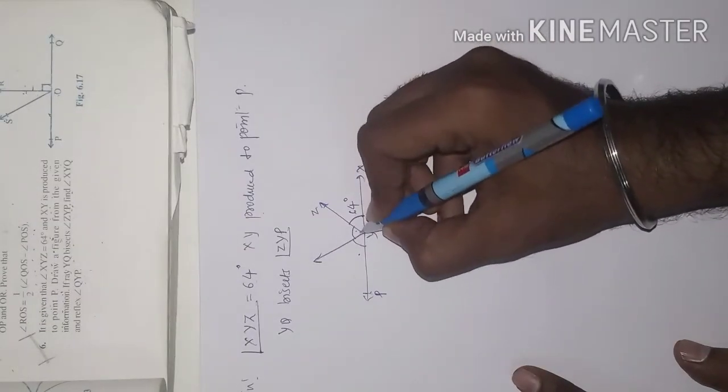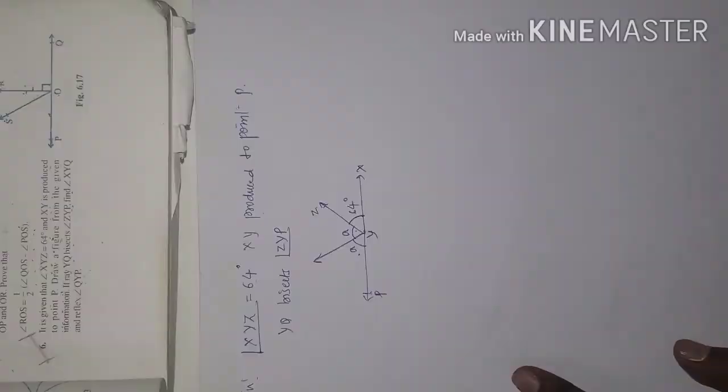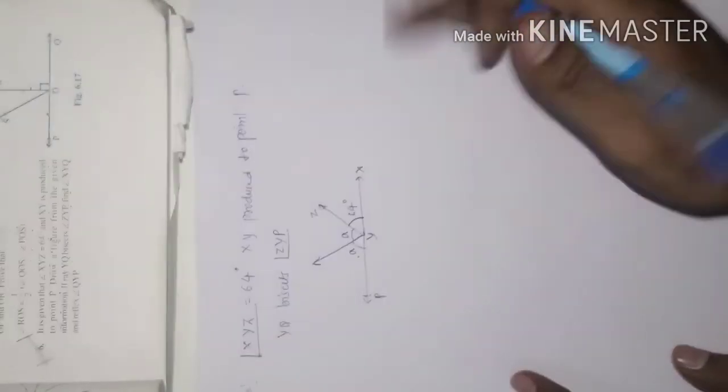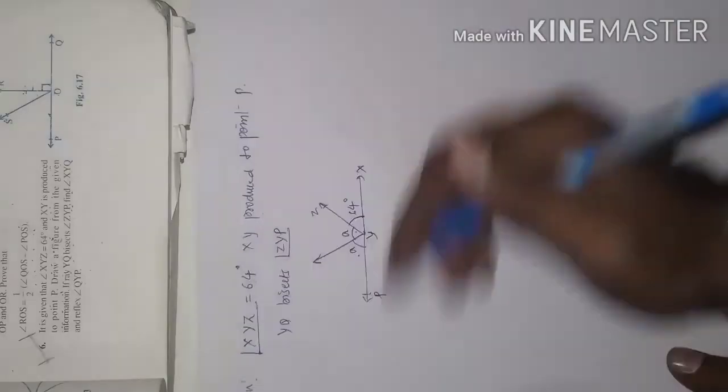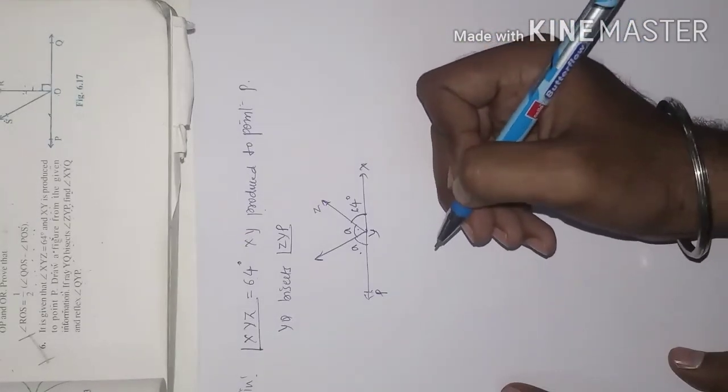As they are equal, I will name it as A and A. Why? Because both angles are equal, so it will be easy to understand. Okay, now the solution. Under the solution, we will consider the linear pair of angles.